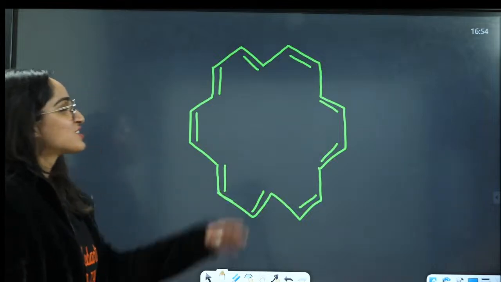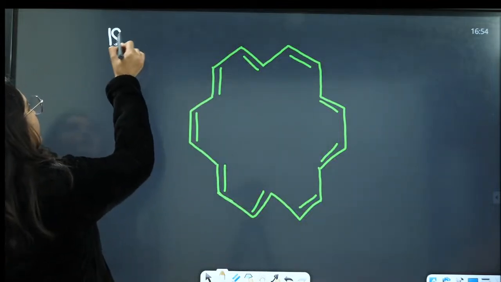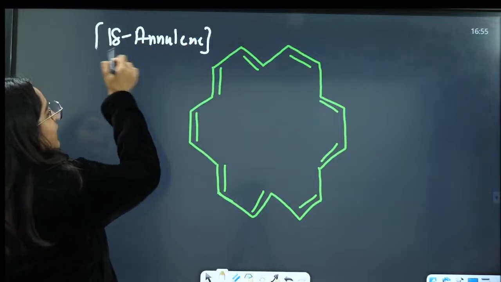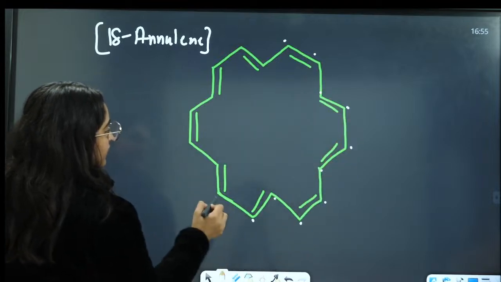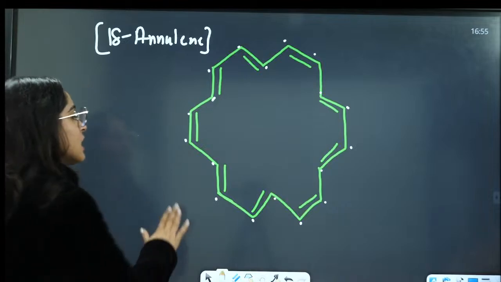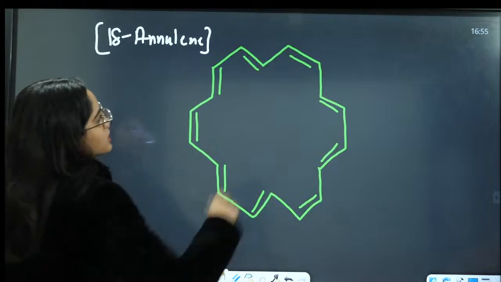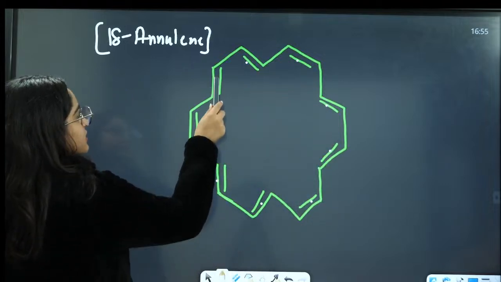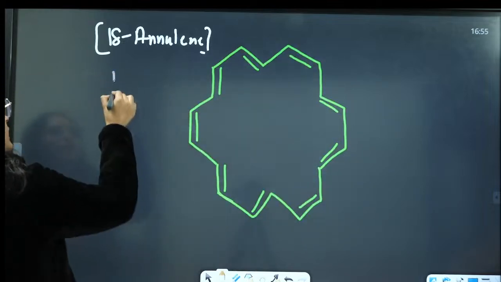Very nice. So now what will be the name of this? This is 18 annulene. It will have 1, 2, 3, 4, 5, 6, 7, 8, 9, 10, 11, 12, 13, 14, 15, 16, 18 carbon atoms here. And how many pi bonds? As you can see, 1, 2, 3, 4, 5, 6, 7, 8, 9. Right? 9 pi bonds. That means 18 pi electrons only.